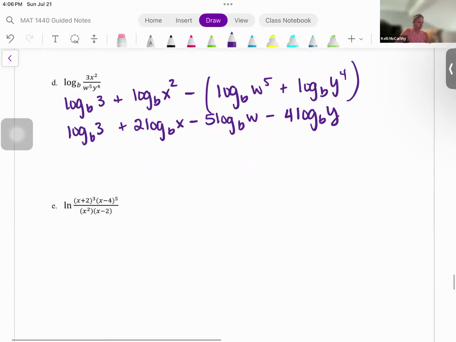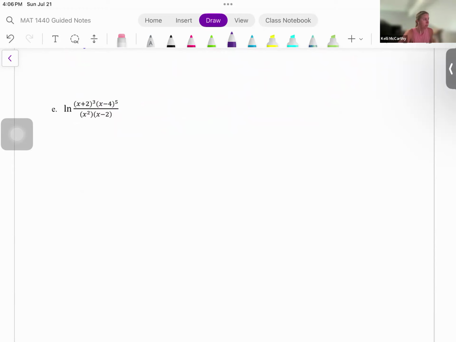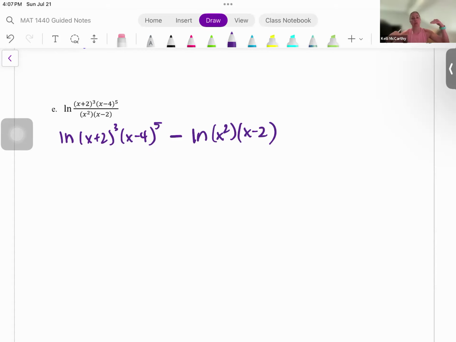Natural log of (x plus 2) cubed times (x minus 4) to the fifth over x squared times (x minus 2). I'm going to illustrate slowing this down just a little bit in this one. This is set up very similarly to the last example. So I'm first just going to apply the quotient rule. So we've got the natural log of (x plus 2) cubed times (x minus 4) to the fifth minus natural log of x squared times (x minus 2). So all I've done is applied the quotient rule, where we can expand using subtraction.